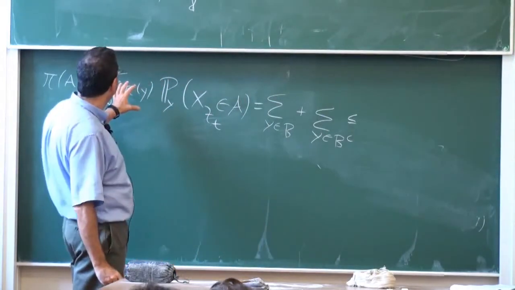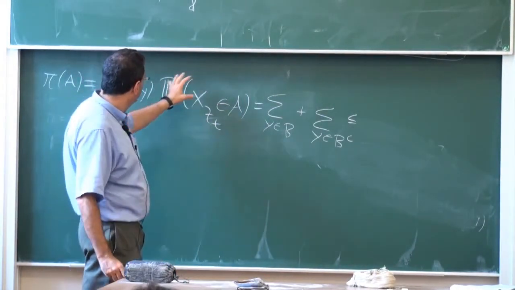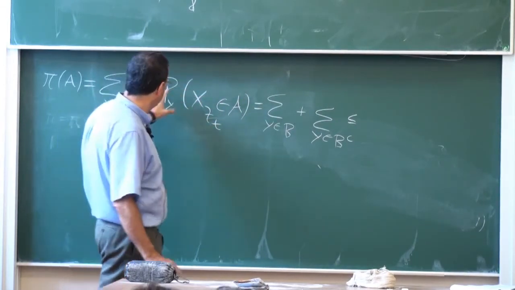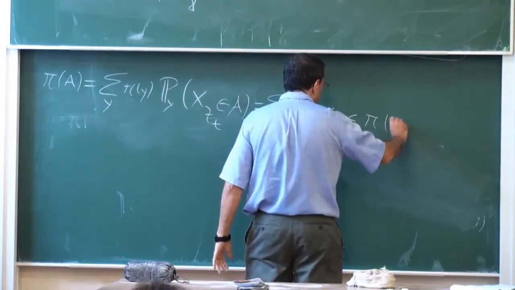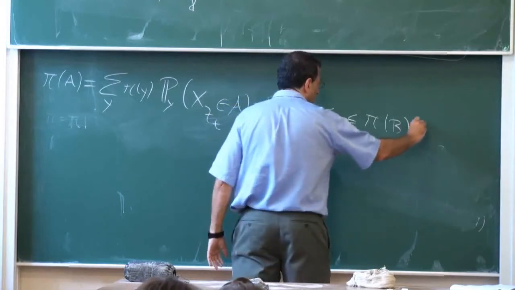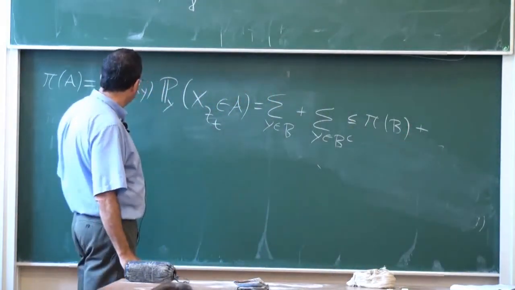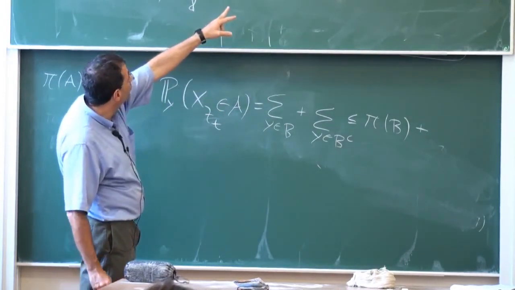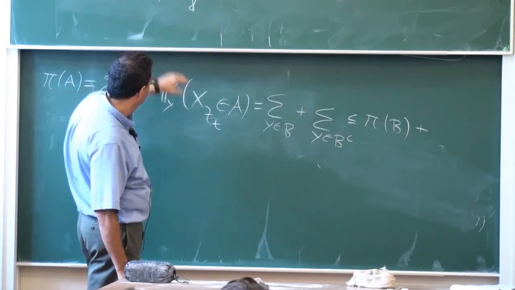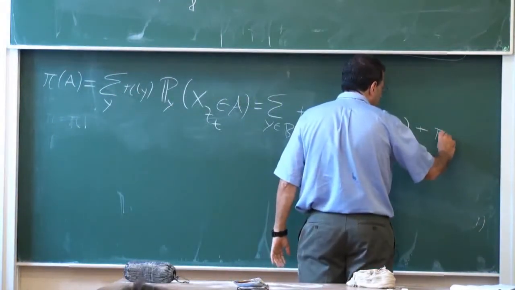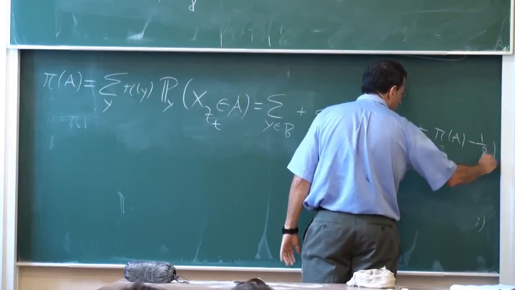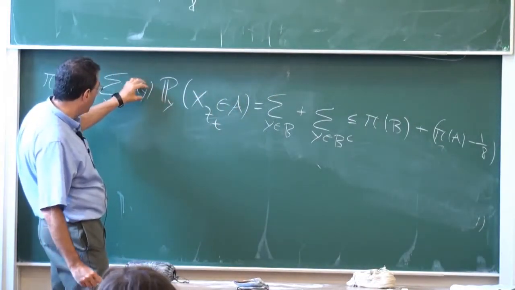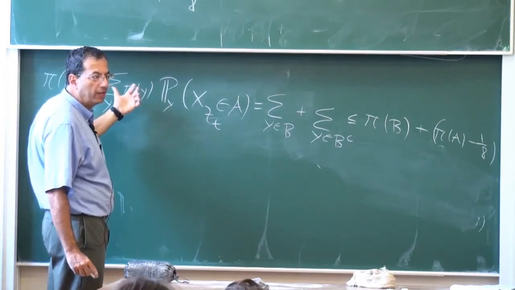Okay, now what can we say about each of these? When y is in B, this probability we have no control. It might be very large, but we'll just bound it by 1. So the first term will be bounded by pi of B. Now when y is in B complement, we know these probabilities are bounded by pi A minus 1/8. Look at the definition of B. So we can bound this by pi A minus 1/8, because this is bounded by that constant, and then we add it with these weights, and these weights add up to less than 1.